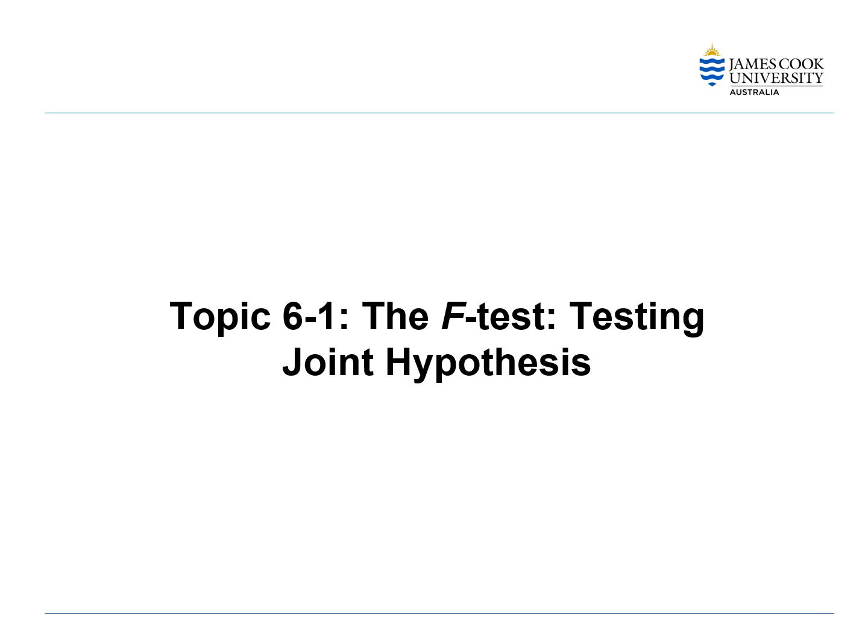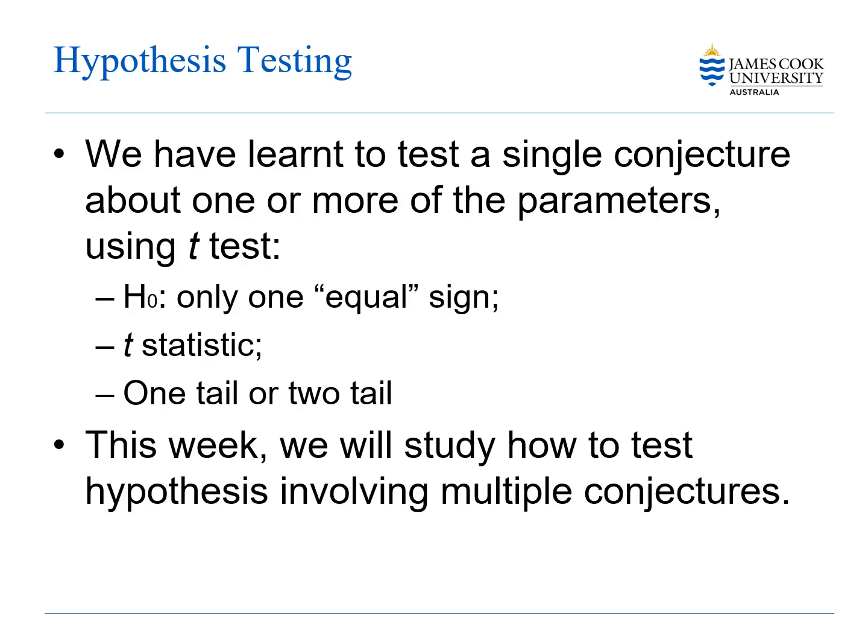Testing joint hypothesis. So now we have learned to test a single conjecture about one or more parameters using the t-test. Our null hypothesis is something like this. Say beta 2, we're going to test whether beta 2 equals 0 or not.